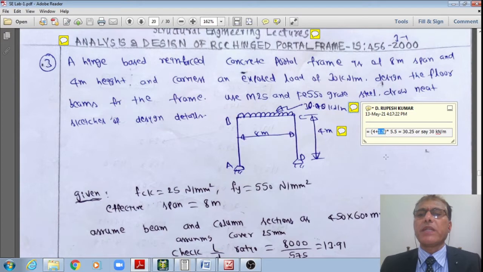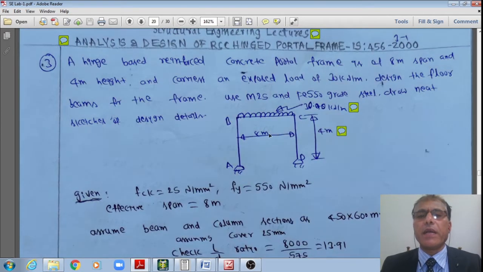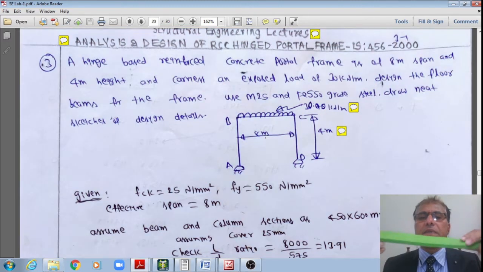Therefore, there 4 kilonewton per meter square is assumed, as well as the floor finishes are assumed at the rate of 1.5. Therefore, the total load 4 plus 1.5 is equal to 5.5, multiplied by the spacing from each of these bays, 5.5 by 2 plus 5.5 by 2, which works out to 5.5. Therefore, this 5.5 multiplied by 5.5 works out to 30.25, or say 30 kilonewton per meter. That is how it is shown here as 30 kilonewton per meter, for this assembly building of height 4 meter. Now, that is how the span is given as 8 meter, student.